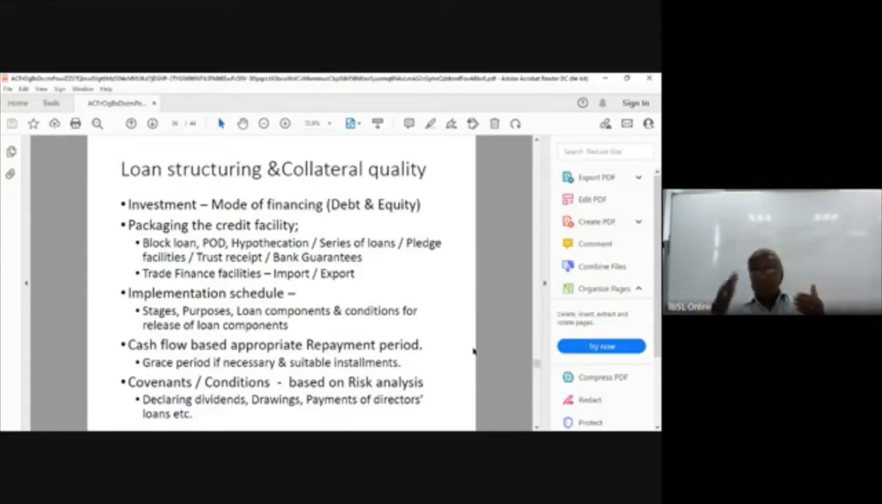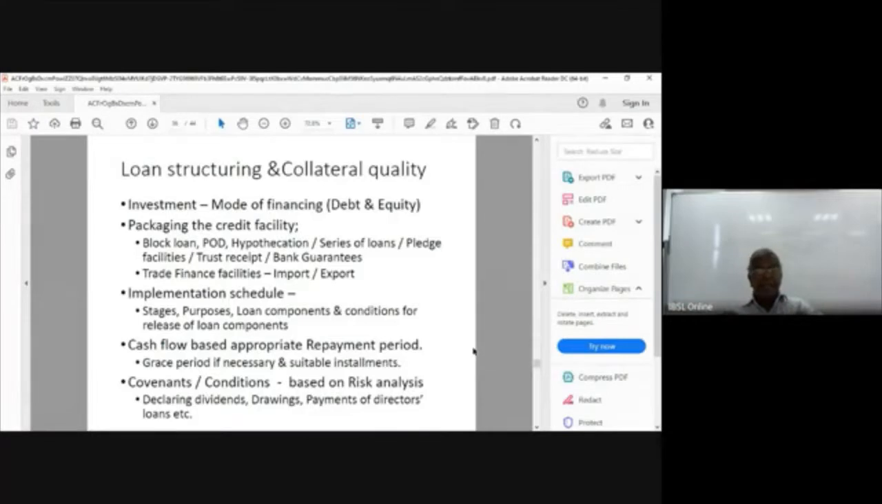The block loan implementation schedule. There are three stages, or maybe four stages, depending. And for what purpose are those three or four stages? The loan component: how much you are granting, releasing. Then what are the conditions for release of each loan component? After granting the first component, before granting the second component, what are the conditions the customer should have fulfilled? Then before granting the third component, that is after the second component, what are the conditions the customer would have fulfilled? So the loan component and the conditions for releasing it. This is the implementation schedule.